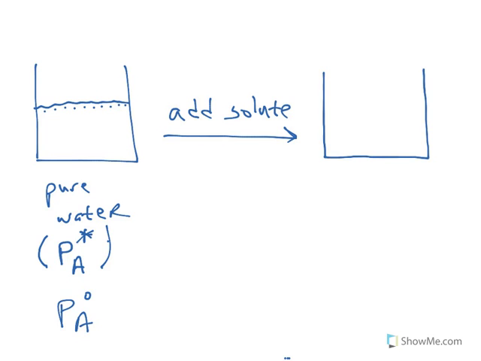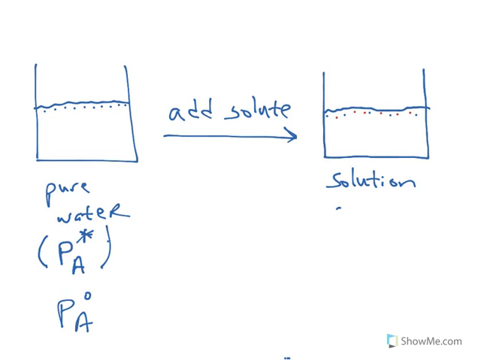So when I add the solute, now the water particles have to share surface area with the solute particles. And since the solute particles are non-volatile, they're not going to contribute to the vapor pressure. What you can see from this cartoon is that there are now fewer water particles, the blue guys, that are trying to escape into the vapor phase. And since there are fewer of them, we expect our pressure to go down.